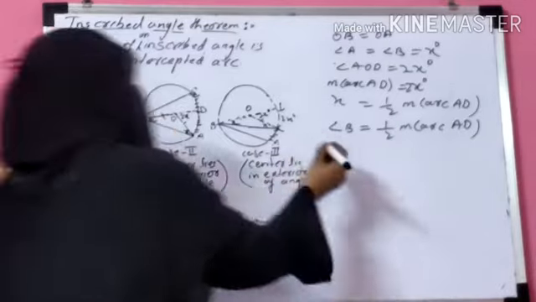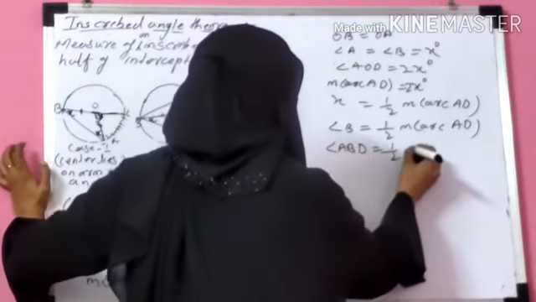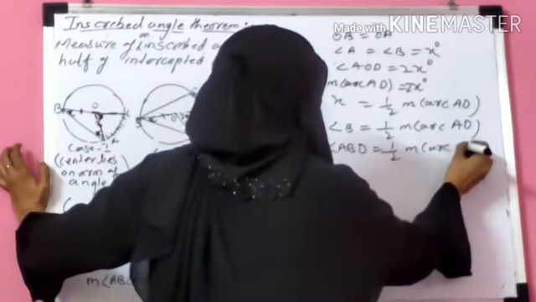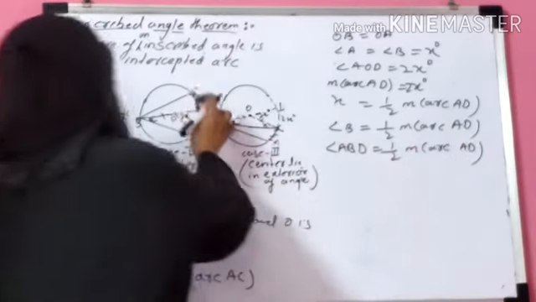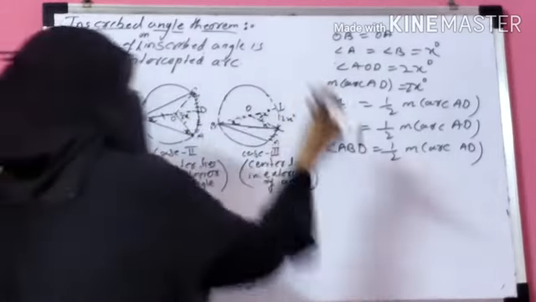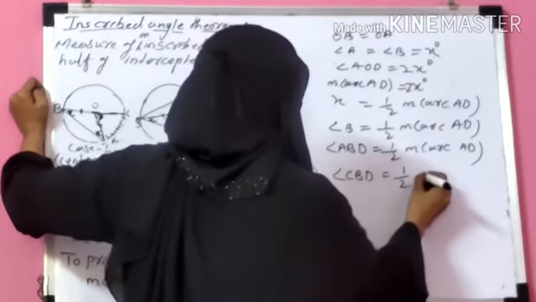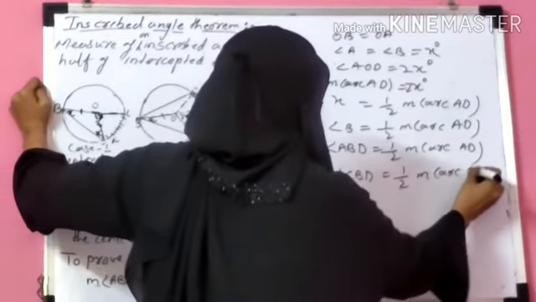B you can write ABD. So you can write ABD is also half of measure of arc AD. In a similar way you can prove by joining OC, you can prove angle CBD is half of measure of arc CD.